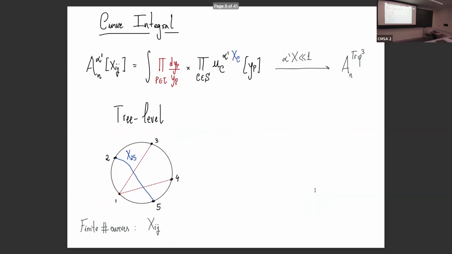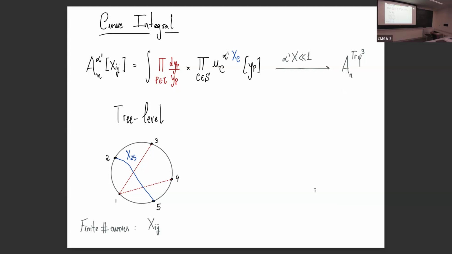Okay. So the curve integral formalism tells us that the amplitudes in this theory, or more precisely, the string amplitudes that at low energies give us trace phi cube theory, are given by an integral. Well, I don't actually have to write them down. Thomas Lam wrote them in the morning. So it's exactly this integral that you have here.